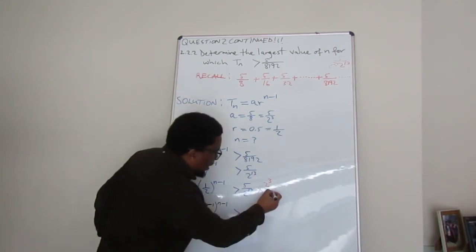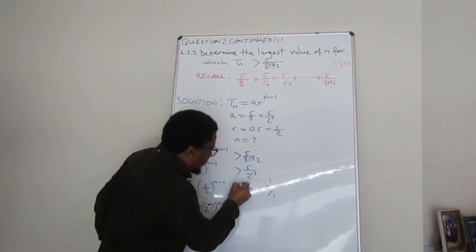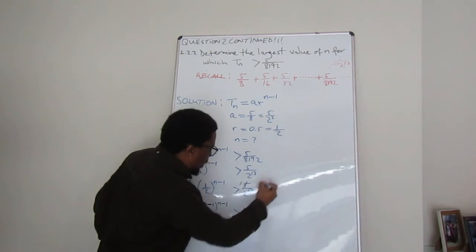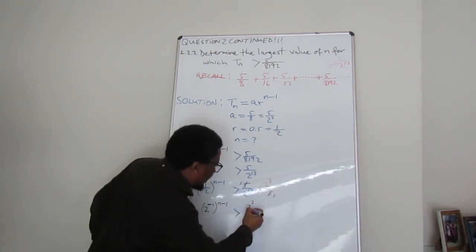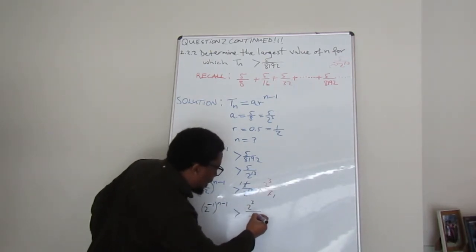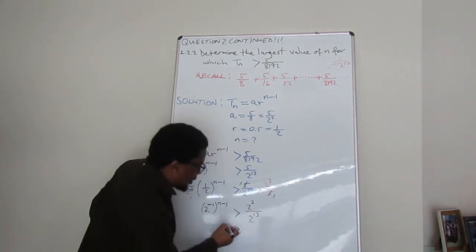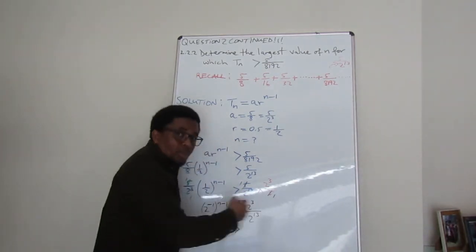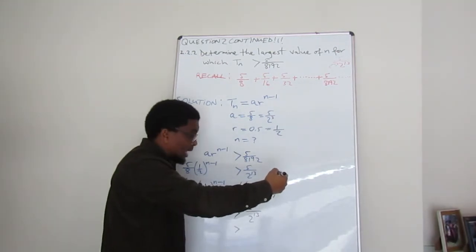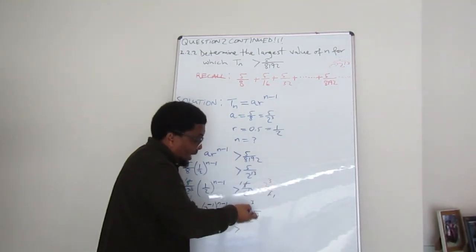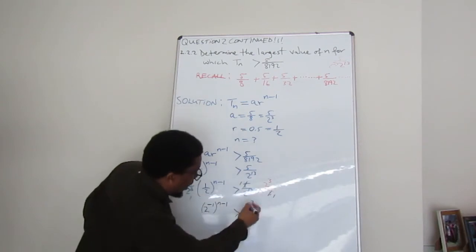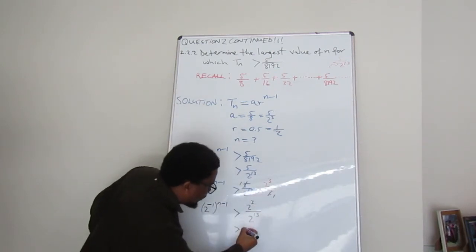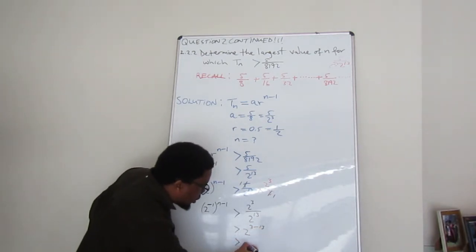Now, can you see here? 5 goes here once. 5 goes there once. 1 times 2 to the power 3 is 2 to the power 3, all over 2 to the power 13. If the bases are the same, what do I do about the indices, about the exponents? When I divide them, I have to subtract them. This will be 2 as my base, 3 minus 13, greater than 2 to the power negative 10.